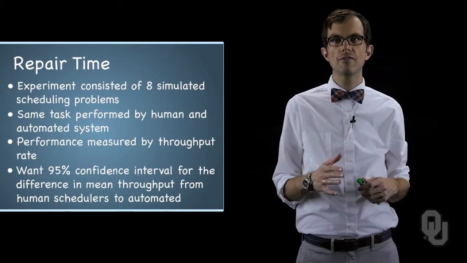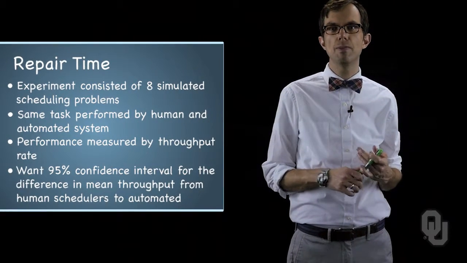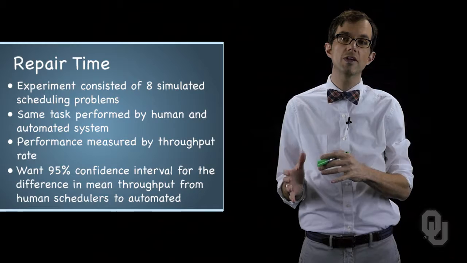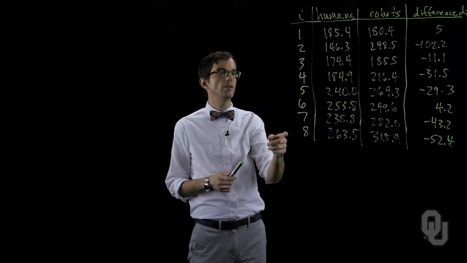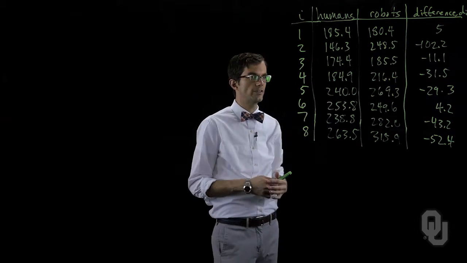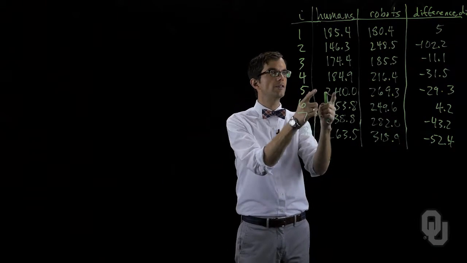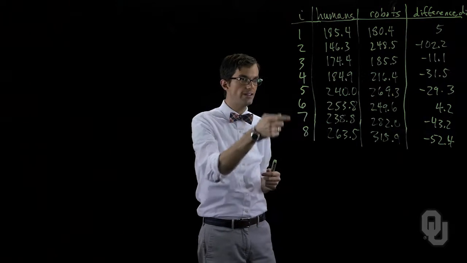Let's say we want a 95% confidence interval for the difference in mean throughput from human schedulers to automated schedulers. So here we're going to call population 1 the group of humans and population 2 the group of robots. And let's say that we collected a sample of 8 tasks for both humans and robots. So here's our output, humans and robots, for these 8 different tasks.